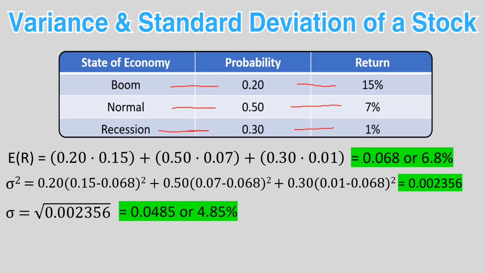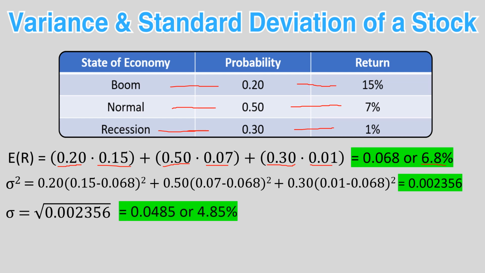us a 1% return. So the expected return, we calculated that with a weighted average. We just simply did the 20% probability of a boom state times our return in the boom state of our stock, and we added that to the 50% probability of a normal state multiplied by our return in the normal state, and we added that to the probability of our recession occurring multiplied by our return in a recession, and that gave us an expected return of 6.8%.